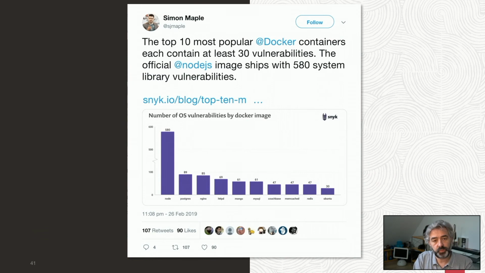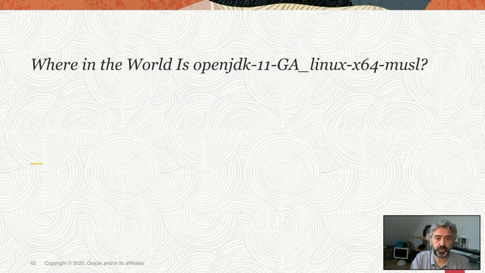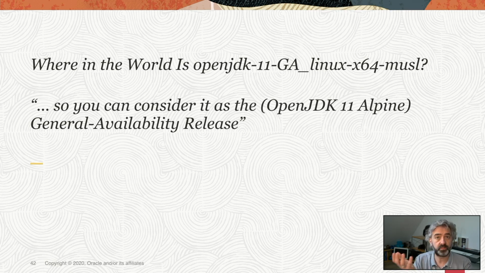Something else. This tweet shows the top vulnerabilities in the top 10 most popular Docker container images. The good news is that Java is not there, but the bad news is that probably Java is not immune. For example, some time ago, someone posted on a forum on the internet, asking where is OpenJDK 11 GA Linux 64 musl. That's basically running OpenJDK on top of musl. And GA means the general availability version. Someone said, okay, there's this build, it's the latest one, so you can consider that this is the GA release.